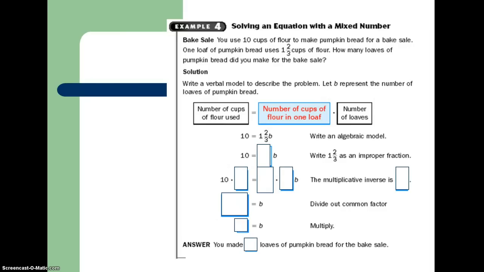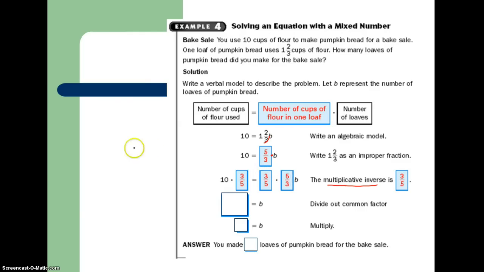We're going to take the number of cups of flour used, and that's going to equal the number of cups of flour in 1 loaf times the number of loaves. What we don't know is how many loaves we made, so that's my variable. This is an equation, so we're going to change it into an improper fraction first. We are multiplying the fraction by the variable. We've talked about this before. To undo multiplying a fraction, you multiply by its reciprocal, or its multiplicative inverse.